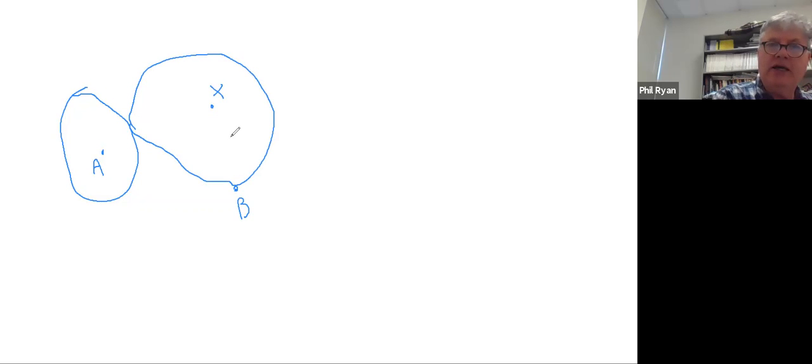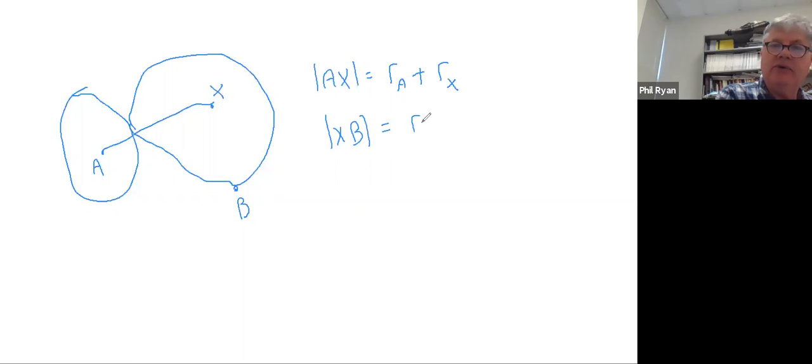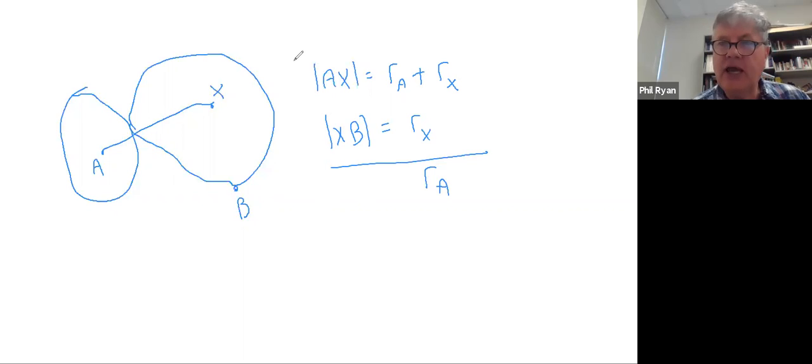Okay, and why is the collection of such points X a hyperbola? Well, if you look at the distance from A to X, it's going to be the radius of the circle around A plus the radius of the circle around X. The distance between X and B is going to be the radius of the circle around X. So the difference is just going to be the radius of the circle around A, and that's a given. So that's a constant. So the collection of all such points X forms a hyperbola.